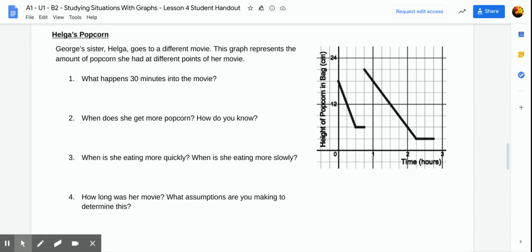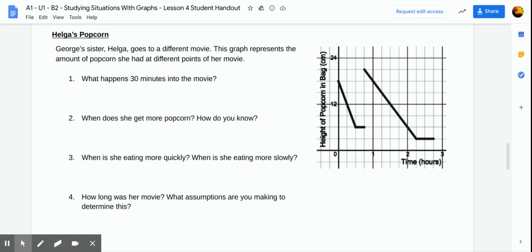Take a look at the graph. Notice that the independent variable is time in hours. The height of popcorn in the bag in centimeters is the dependent variable. Helga's popcorn. George's sister Helga goes to a different movie. This graph represents the amount of popcorn she had at different points of her movie.